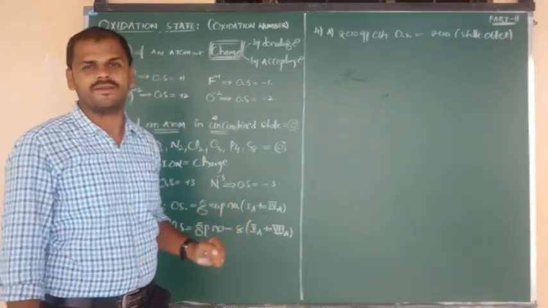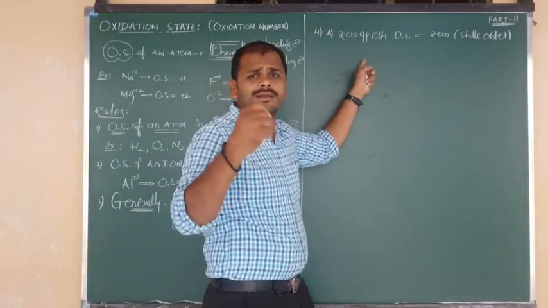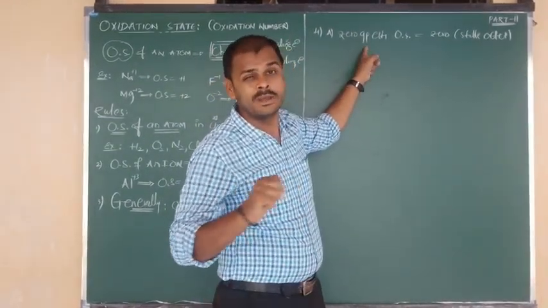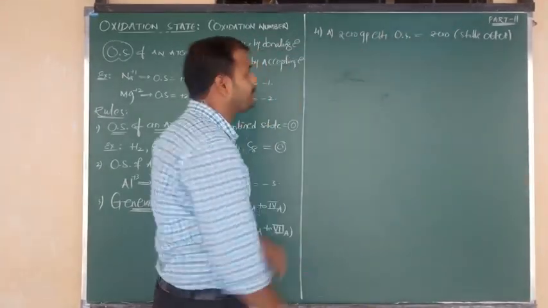I hope you understand. Good. So next one. Helium, neon, argon, krypton, xenon, all of them are nothing but the zero group elements, or we can say noble gases. Their oxidation state must be equal to 0.